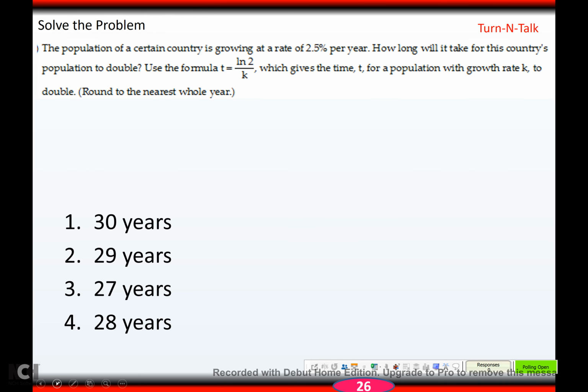Alright, try this one, hit pause, come back when you're ready, and hopefully you got 28 years. It says the population of a certain country is growing at a rate of 2.5% per year. How long will it take for this country's population to double? Use the formula t, which is time, equals ln of 2, the natural log of 2, divided by k. Here t is time, and k is the growth rate, which is always your percentage, to double.